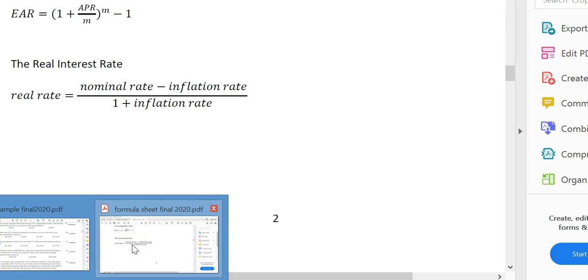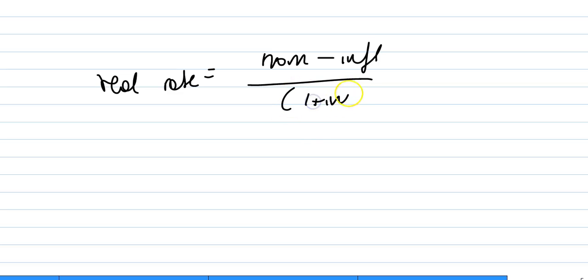So the real rate is equal to nominal minus inflation divided by 1 plus inflation. In this case, the inflation rate currently is 5%. We have the real rate and we have to solve for the nominal rate. So our real rate is 8%, we want to solve for the nominal, and the inflation is 5%.